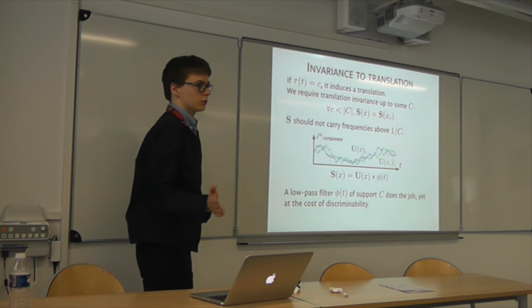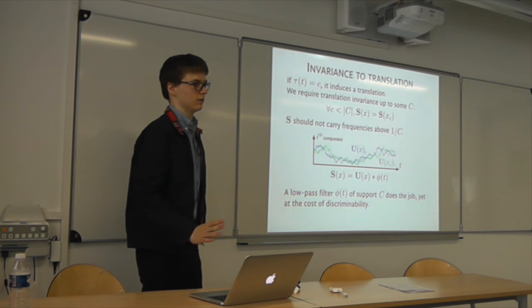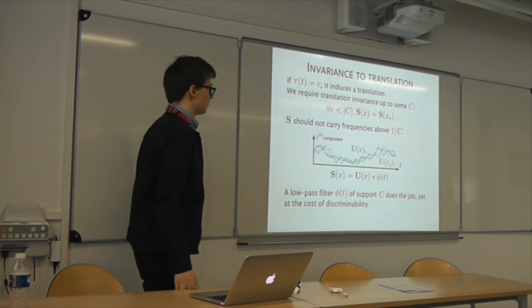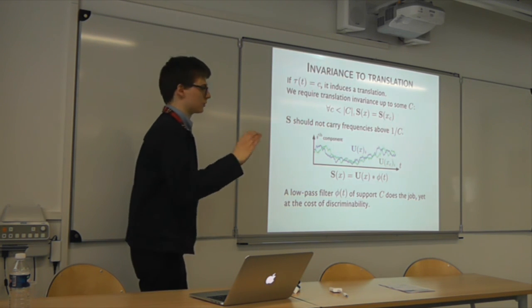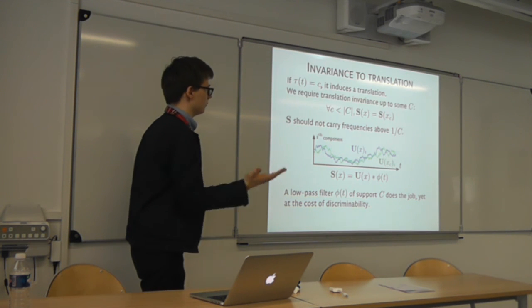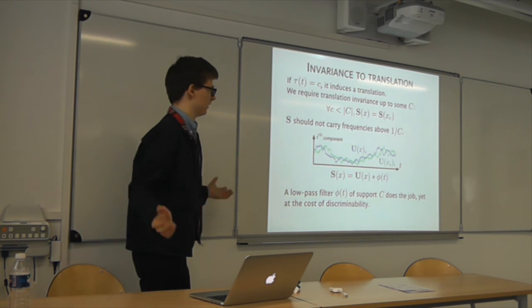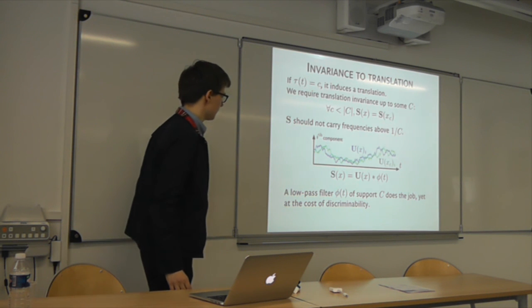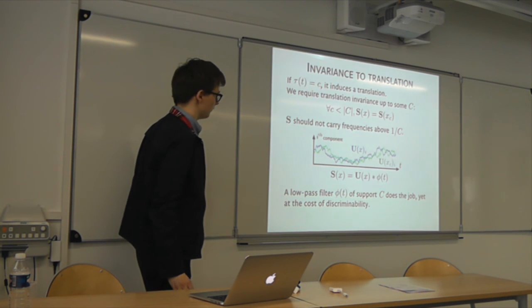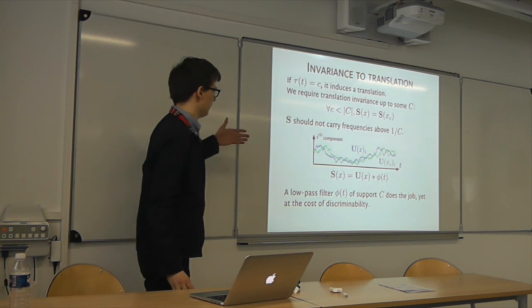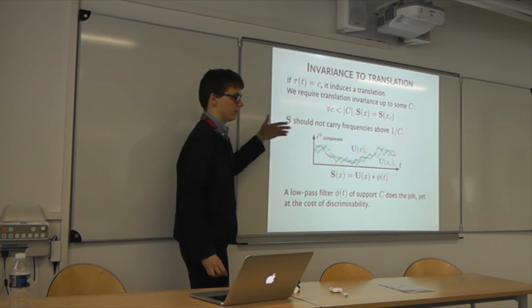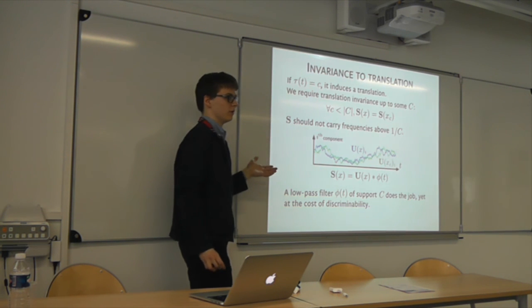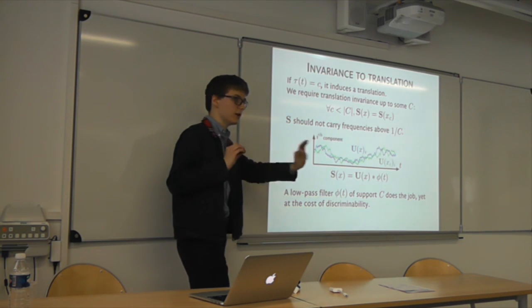And of course we want to kill that part of the variability. So we require translation invariance up to some large c, maybe 1 second, but obviously we want the c as large as possible. So S of x equals S of x_c. In the frequency domain, that would mean that the representation should not carry any frequencies above 1 over c. So it should be very regular.